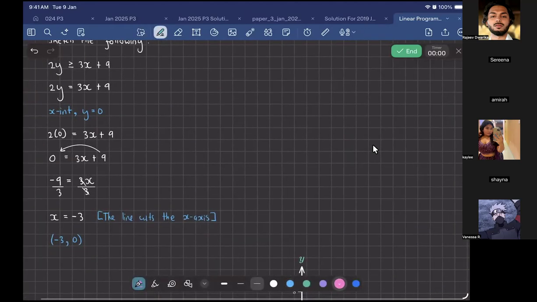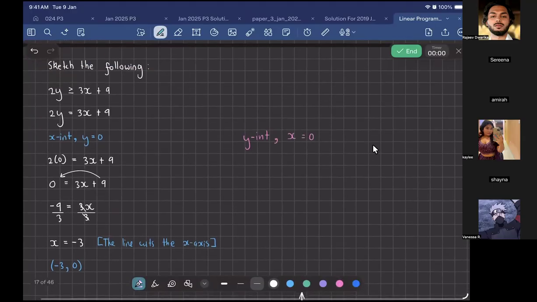Right, the y-intercept. Now, what do I know about the y-intercept? X is equal to 0. Great, so anywhere that I see x, what am I going to write? 0. Right. So I'm going to write 2y equals to what? 3 bracket 0 plus 9. Right? And 2y is going to be equal to what? What's 3 by 0? 0 plus 9. Right? So I would divide both sides by 2 now to find for 1y. So y would be equal to what? 4.5.